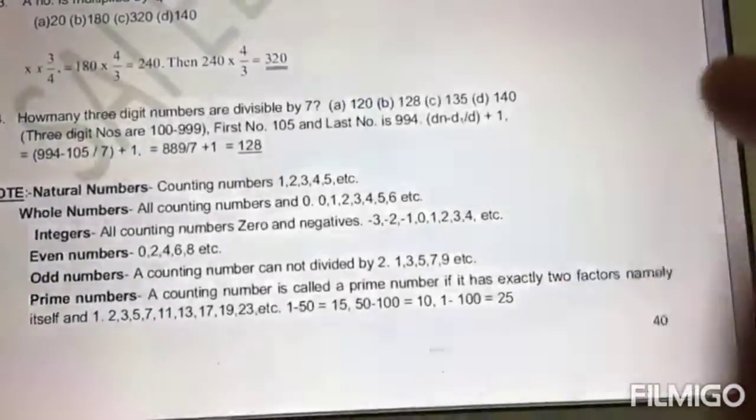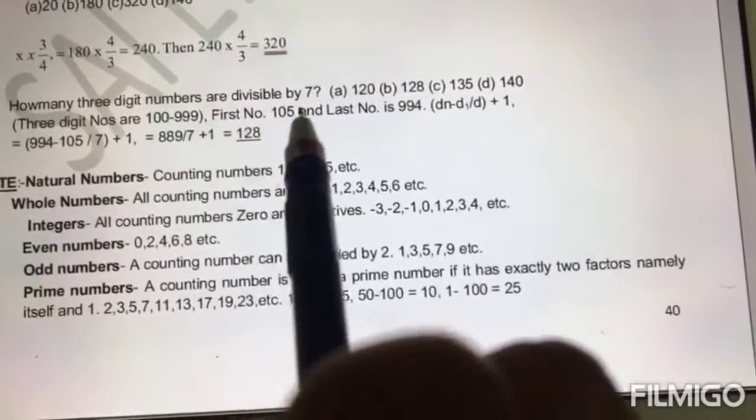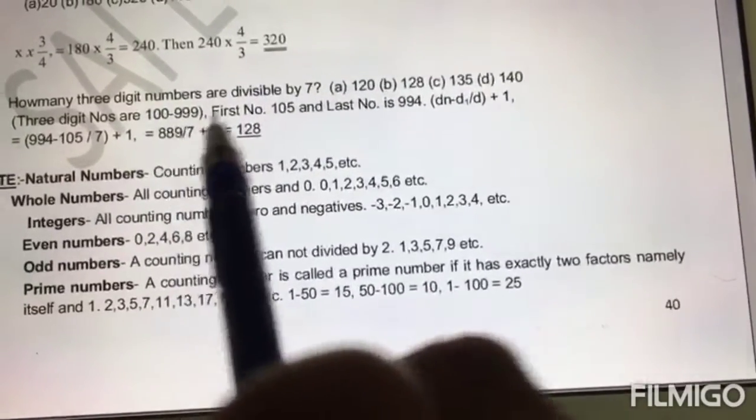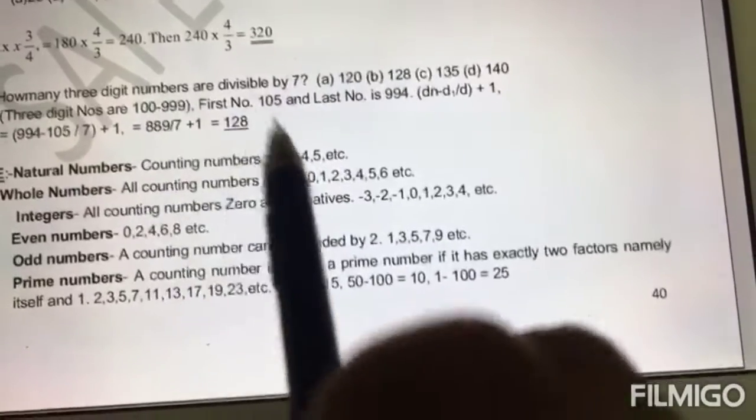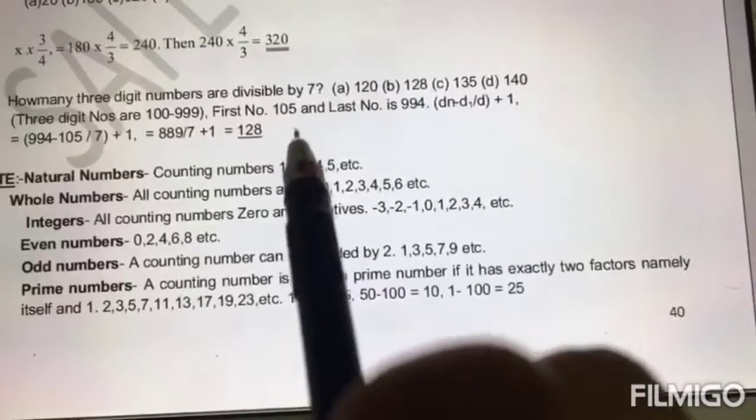So you have to do some trial and error working. Find the smallest 3-digit number which is divisible by 7. It is 105. You have to try, like, is 100 divisible by 7? No. Is 101 divisible by 7? No. So like that, find 105.